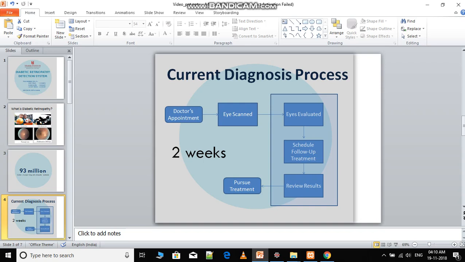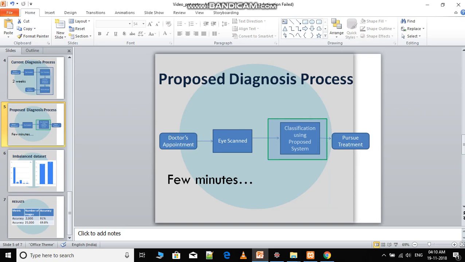You can see it takes usually from 10 to 14 days to consult an eye specialist. Now, using our proposed system, the diagnosis time can be significantly reduced from 2 weeks to just a few minutes. Let's see how we do this.